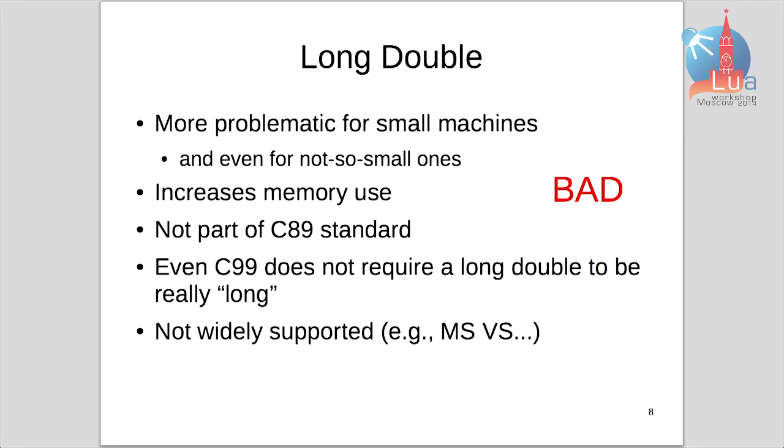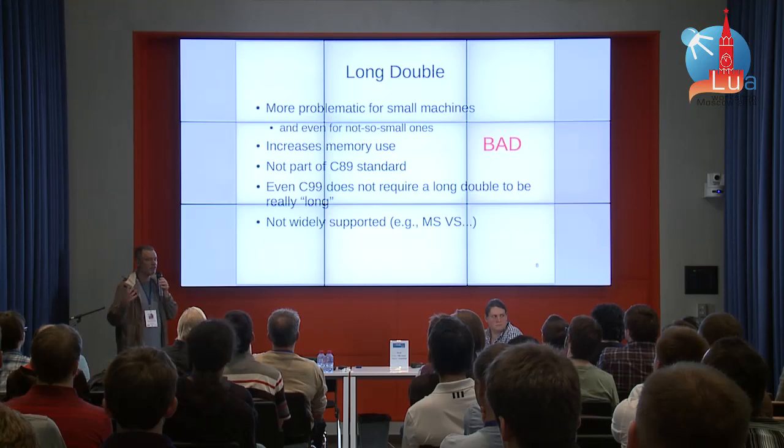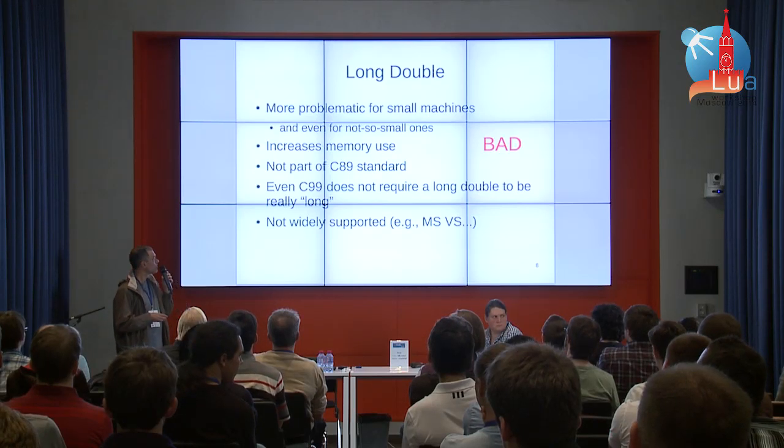What is bad about that? It would be even more problematic for small machines, of course, and even for not so small machines. Some machines do have hardware support for doubles, but don't have hardware support for long doubles. It would increase memory use, of course, because all values would be larger.